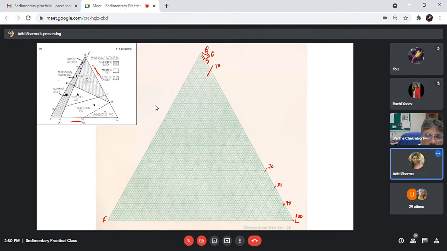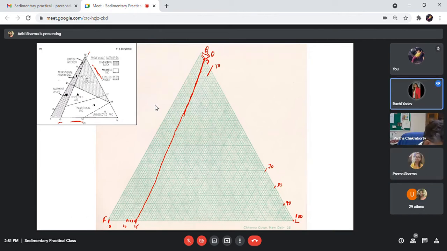If we come to this axis, here it is written as 15 percent. Your lithic fragment will be 0% at this point, 10 at this point, and then 11, 12, 13, 14, and 15. You will get 15 at this point. Now what we'll do, we'll join this 3 to this 15. Is it clear up to here?